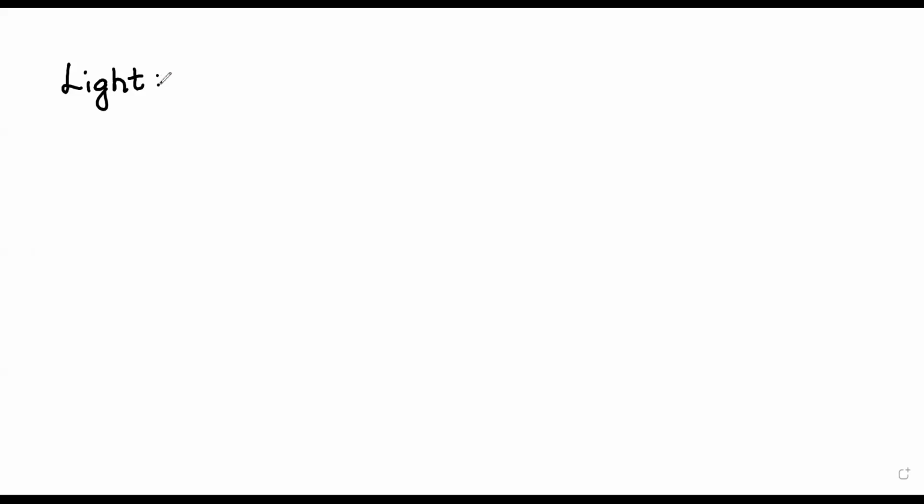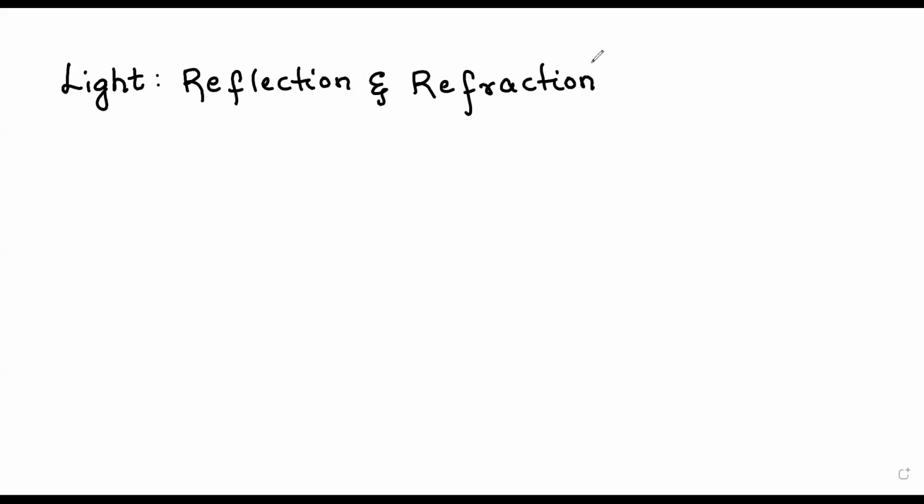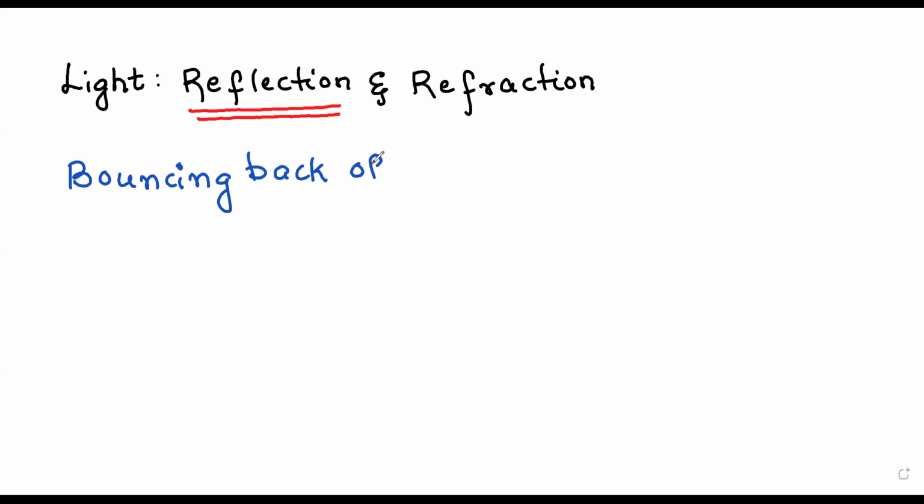The chapter is light, reflection, and refraction. The total chapter deals with the two phenomena of light, reflection and refraction. In the first video, we will learn about reflection of light. What is reflection? It is the bouncing back of light. When light falls on any opaque object, the light will bounce back.